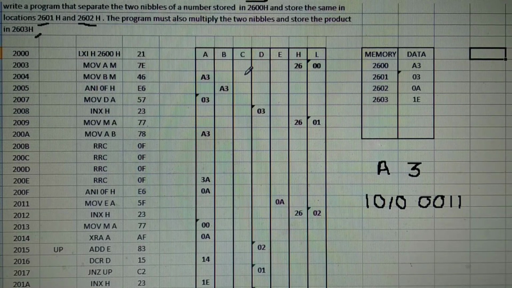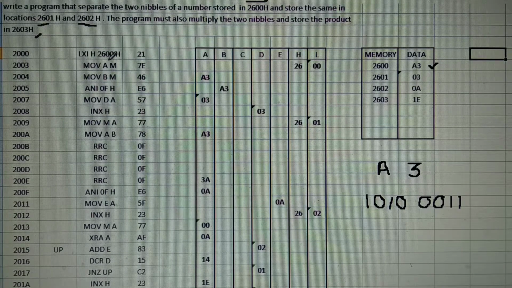So first the initialization part should take place. Here the number in 2600 is A3. First LXI H 2600, in HL we brought the number 2600. Then MOV A, M: the number A3 is transferred to the accumulator. And next MOV B, M: the same number is again brought to register B.